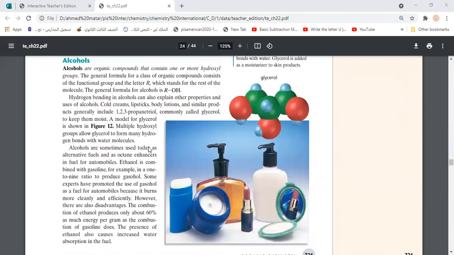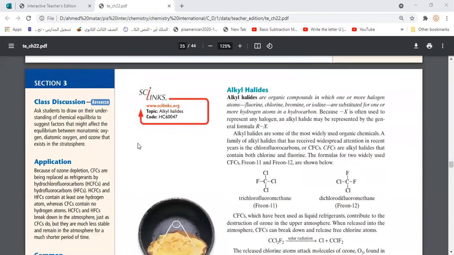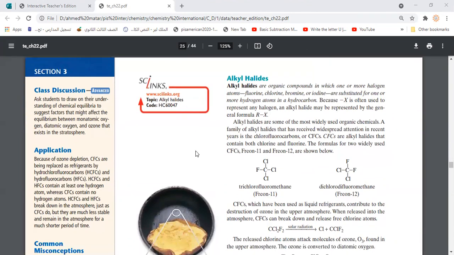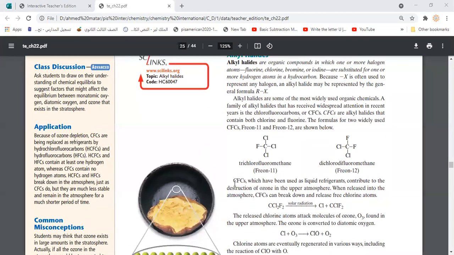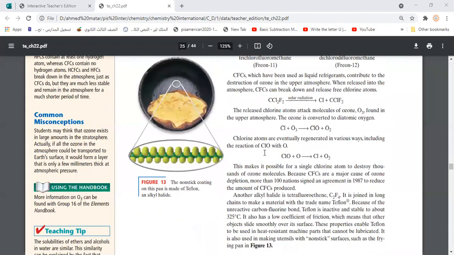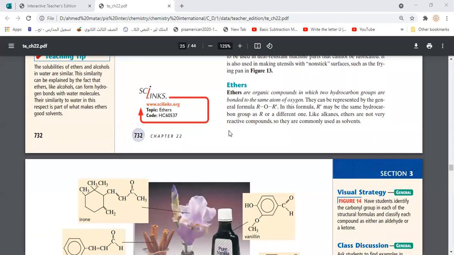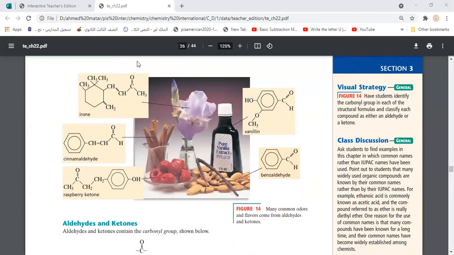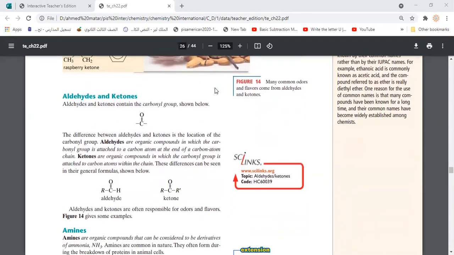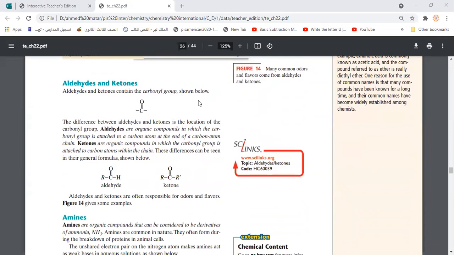So yesterday we already explained alcohols, and the alkyl halides, especially the CFCs or chlorofluorocarbons, and we described their effect on the ozone layer, and also we explained the ethers. So go back to the video which I uploaded yesterday about these different organic compounds. Today we're just going to continue talking about the rest of the organic compound classes, which are aldehydes and ketones. Aldehydes and ketones have the carbonyl group.